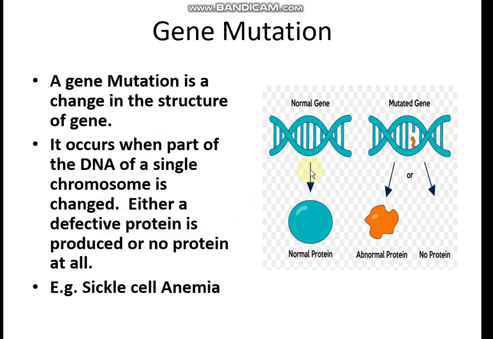Let's say this is the example. This is how a normal gene is, and as a result a normal protein is produced. But when a gene is mutated, when a nucleotide, like you learned about adenine, guanine, cytosine, thymine, when one of them is changed, then we have either abnormal protein or no protein at all. Now we are going to see this with an example of sickle cell anemia.